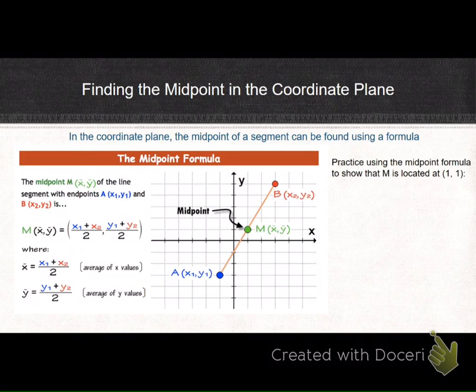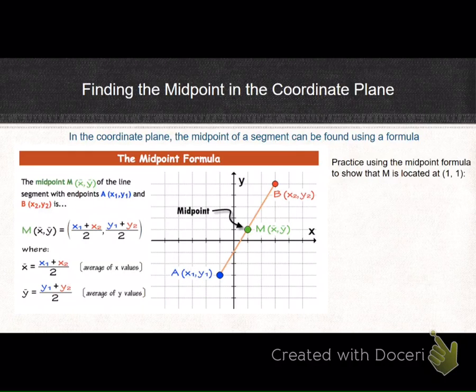All right, so finding the midpoint in the coordinate plane. A coordinate plane is just a graph, essentially, with an x and a y. In the coordinate plane, the midpoint of a segment can be found using a formula. The midpoint M of x comma y of the line segment with endpoints x1, y1, and x2, y2 is this. What you're doing here to find the midpoint is finding the average of the x values and the average of the y values. So you look at the x's and the y's separately to find the midpoint.